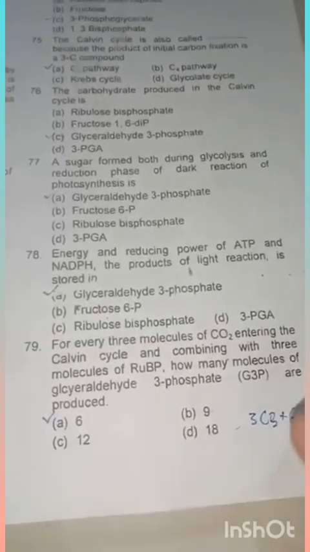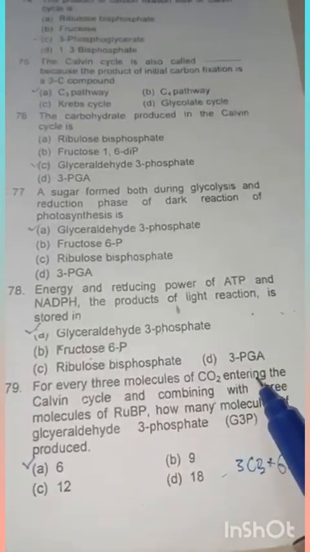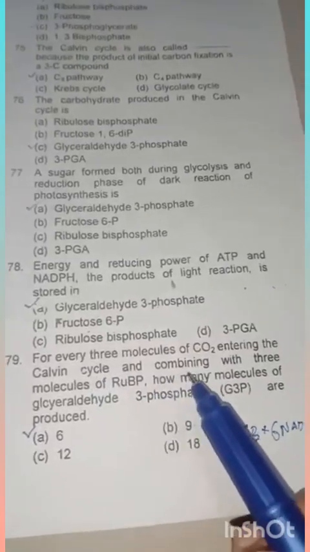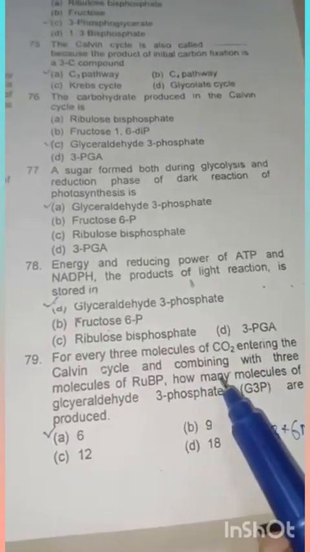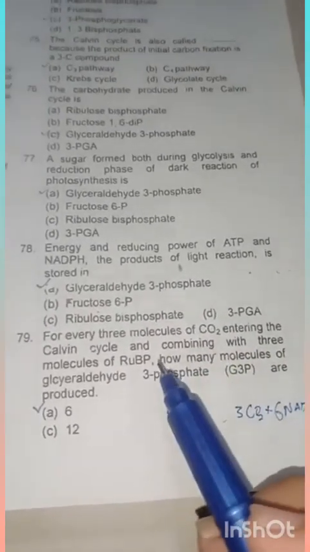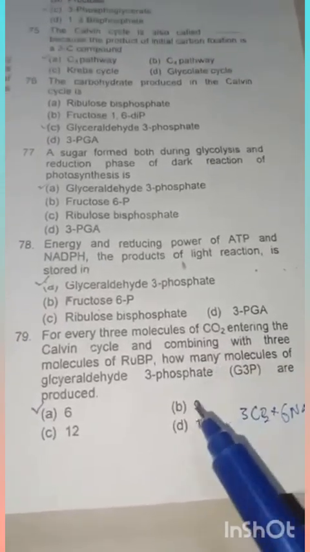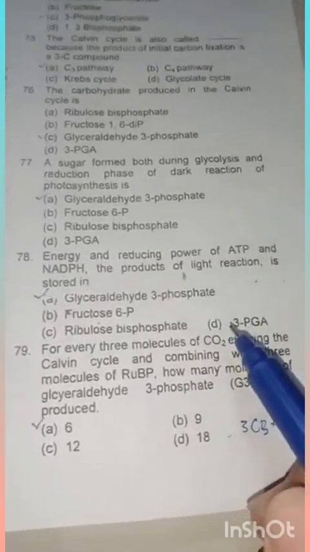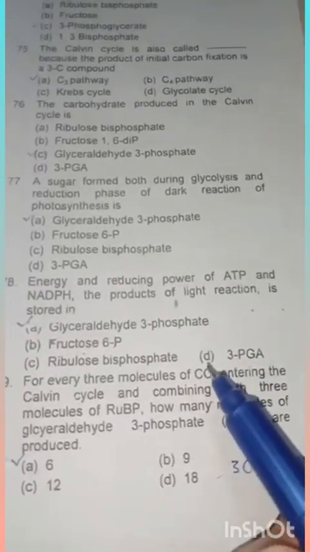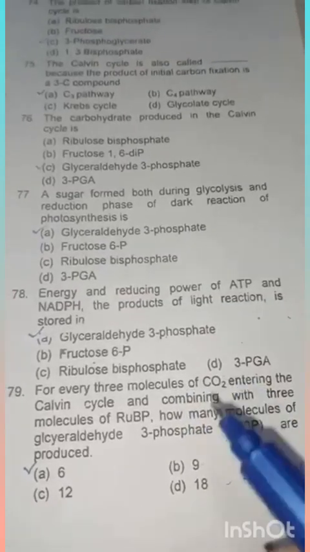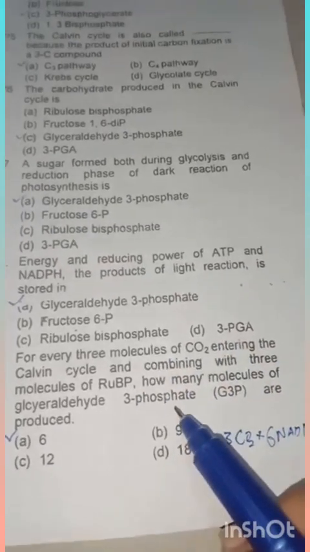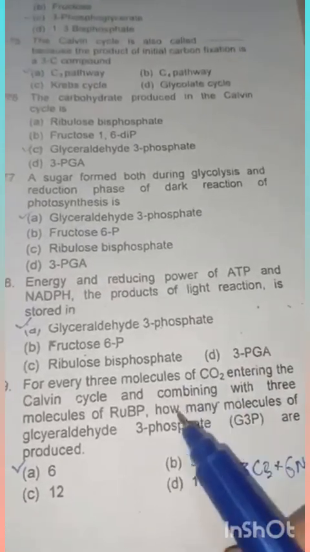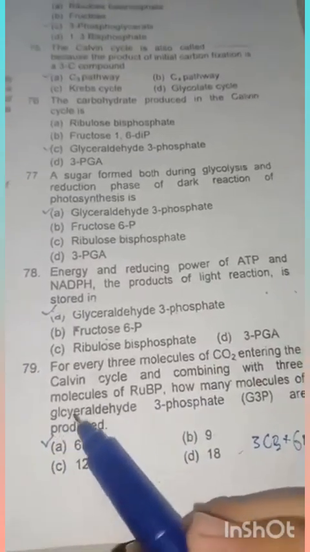For every 3 molecules of carbon dioxide entering into the Calvin cycle and containing 3 molecules of ribulose bisphosphate, how many glyceraldehyde 3 phosphate are produced? So as we know that 3 carbon dioxide molecules combined with 3 ribulose bisphosphate, it forms 6 molecules of glyceraldehyde triose sugar.